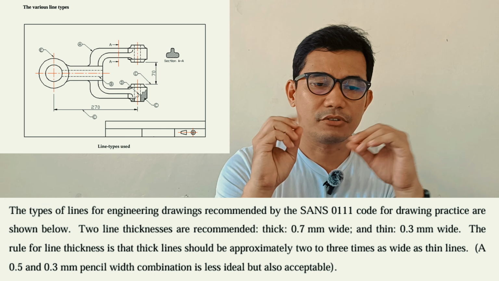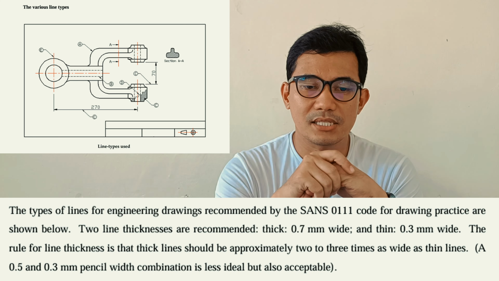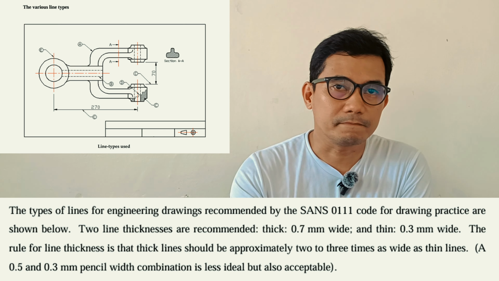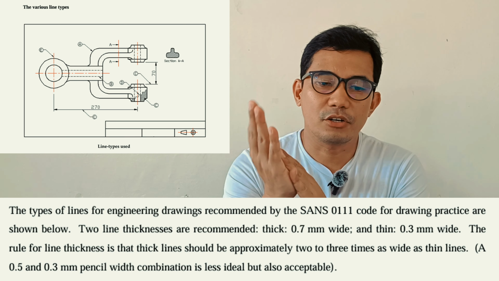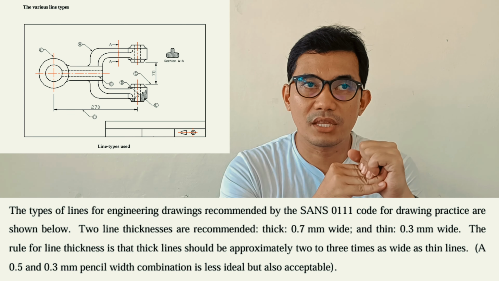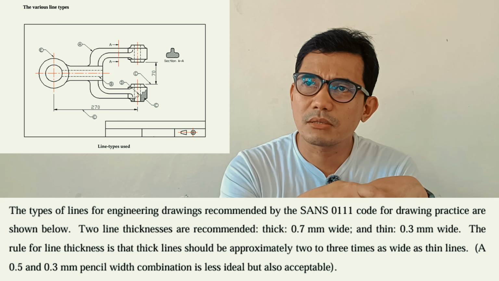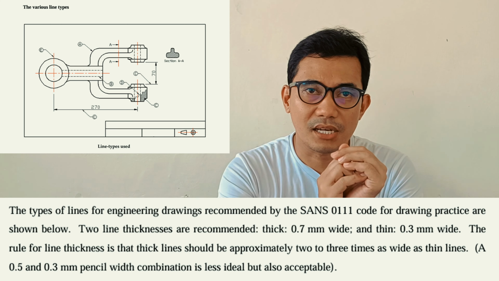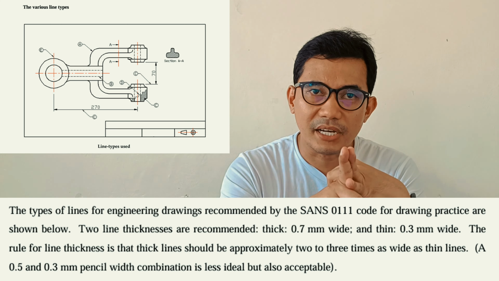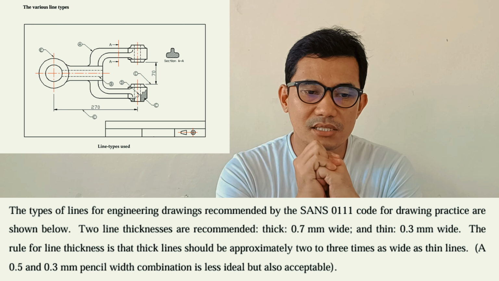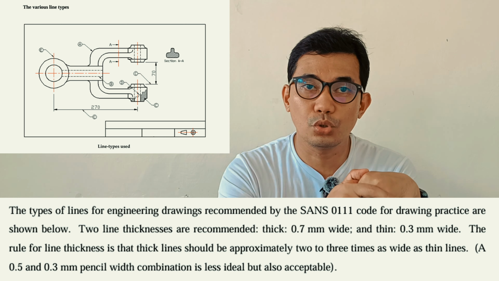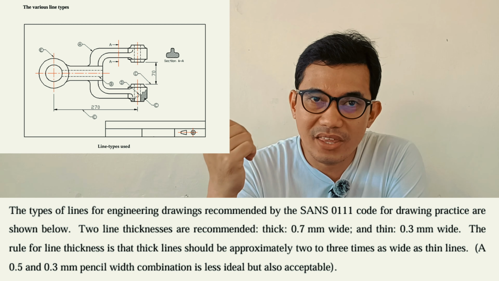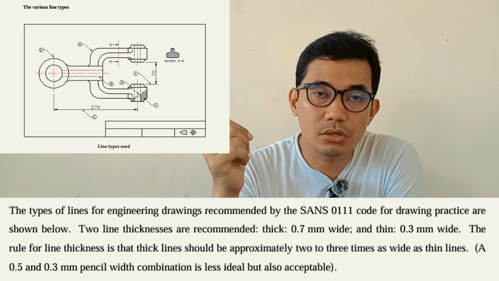Now, the types of lines for engineering drawings recommended by the SANS 011 code for drawing practice are shown below. You can see on the monitor, the two line thicknesses recommended are 0.7 mm wide and thin 0.3 mm wide. Although what's available in the market are 0.3, 0.5, 0.7, and 0.8, the ones commonly used in engineering drawing are the 0.3, the 0.5, and the 0.8. The rule for thickness is that thick lines should be approximately 2 or 3 times as wide as thin lines. A 0.5 and a 0.3 mm pencil combination is less ideal but also acceptable.